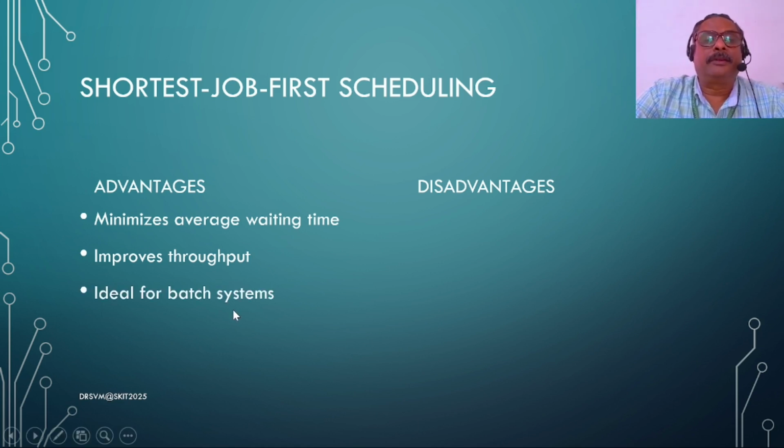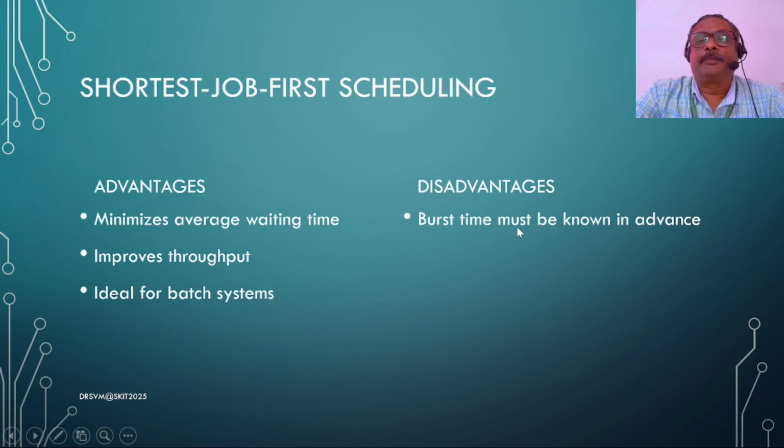Then it is ideal for batch systems. That means when we have a batch, a set of processes, before beginning the scheduling of this batch of processes, we know which process needs how much time. Therefore it will be easier to do it.